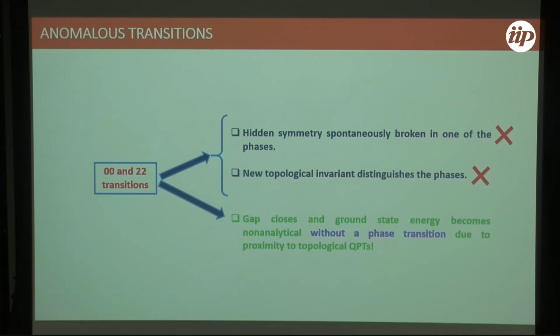This goes against common wisdom that says that whenever you have gap closing and non-analyticity in the ground state energy, this is a signature of a quantum phase transition. But in this case, we have both, but the two regions at opposite sides of the point where this happens are the same phase. And this is occurring due to proximity to topological quantum phase transitions. So it's proximity-induced gap closing and non-analyticity without phase transition, due to nearby topological quantum phase transitions.